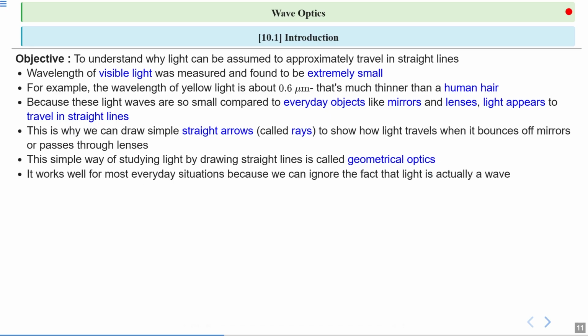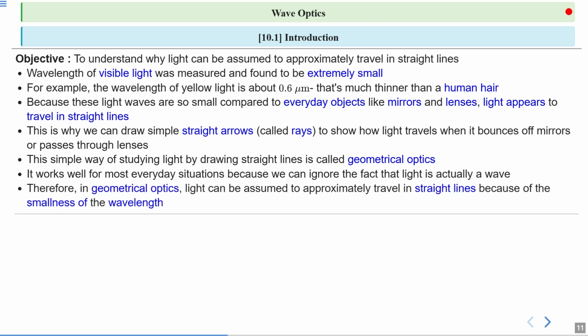So geometrical optics is effective because it allows us to ignore the wave nature of light in most cases. This simplification is possible due to the smallness of the wavelength compared to the objects light interacts with, like mirrors, lenses, prisms, etc. So in geometrical optics, we assume light travels in a straight line because of the small wavelength. This assumption is foundational for understanding and predicting light behavior in various applications.